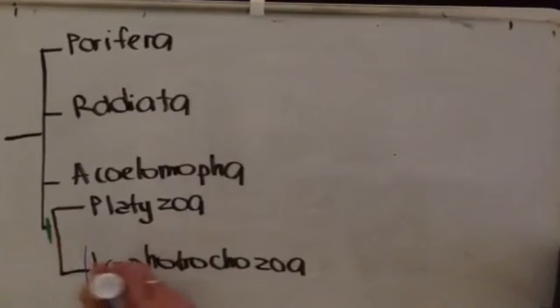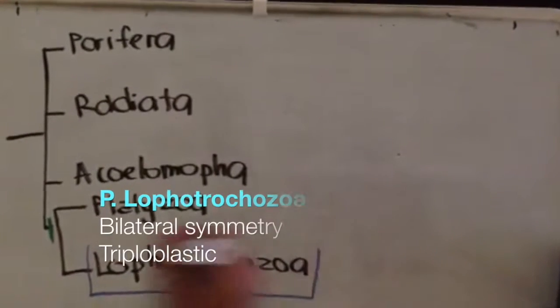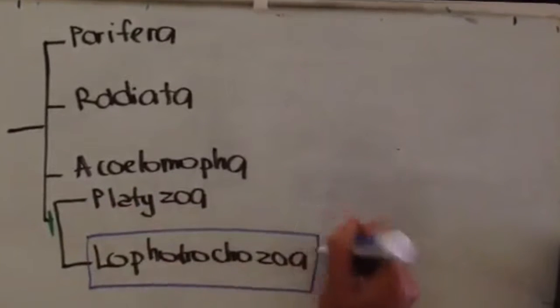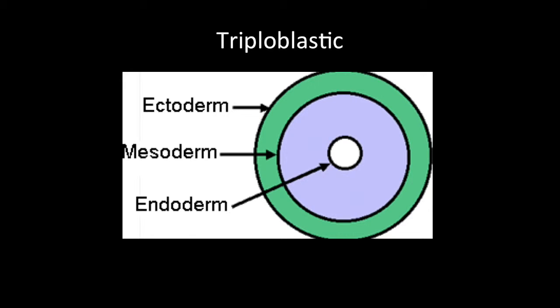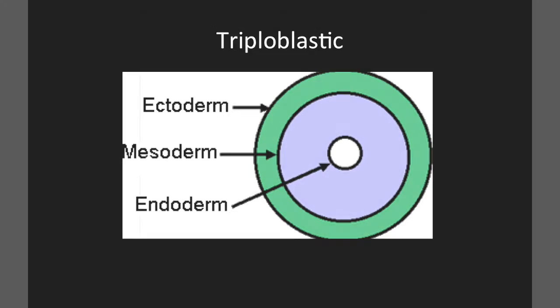These features allow organisms to be bigger in size and help further specialize internal organs for their roles. Bilateral symmetry means that the organism can be divided into two identical sides longitudinally. Triploblastic means that the organism possesses three tissue layers, which are endoderm, mesoderm, and ectoderm.